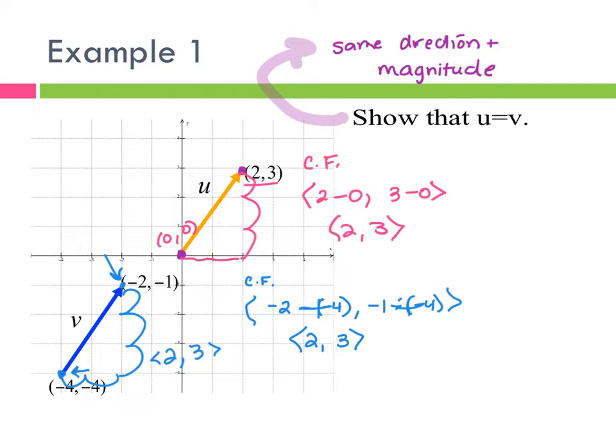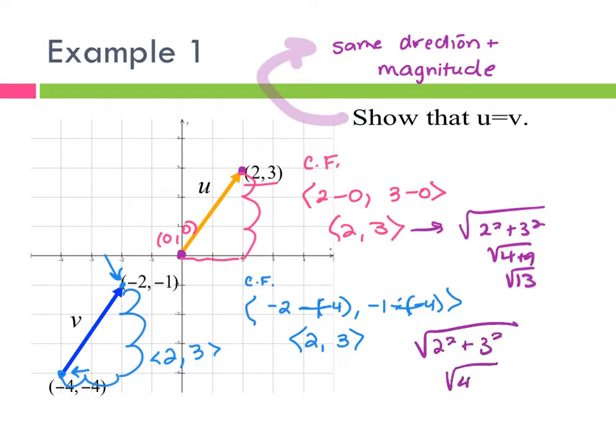Which means if I were to find each of their magnitude, and I'll show you how that's done, I could just say the square root of 2 squared plus 3 squared, which would be 4 plus 9, and that's square root 13. That's the magnitude of the orange one. And then here I'd get exactly the same thing because I'm squaring the same things.